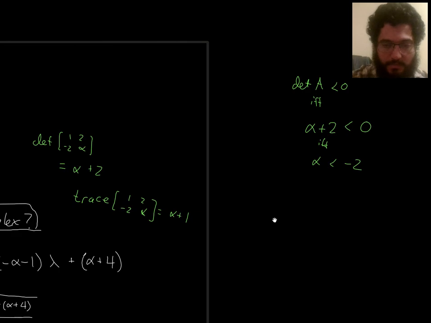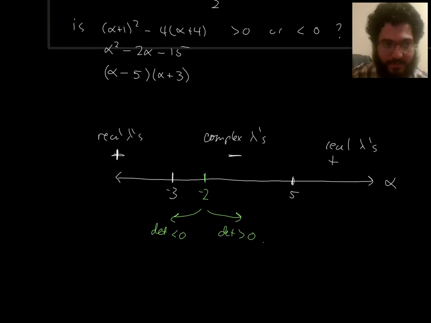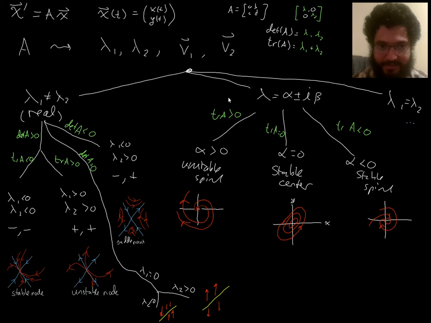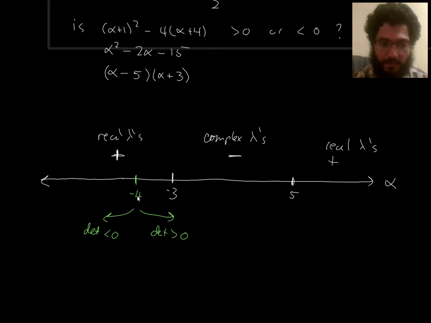Let me investigate. Oops, yeah, I found it. The determinant is alpha plus 4, not alpha plus 2. My bad. Okay, so when alpha is less than negative 4, that's when the determinant is negative. When alpha is greater than negative 4, that's when the determinant is positive. So let me fix this here. All right, that's better. So now negative determinant can only occur in the real region as we expect, considering what we've discussed so far.